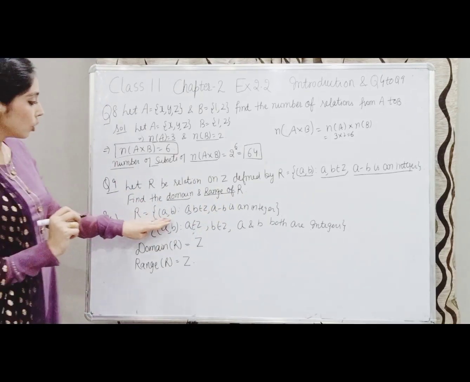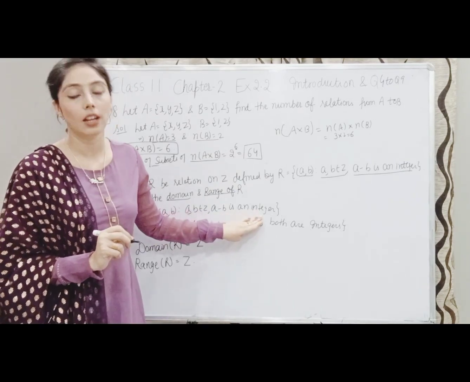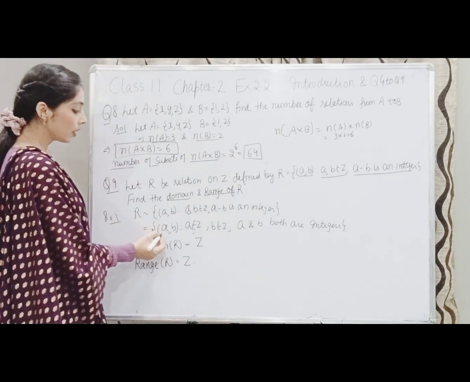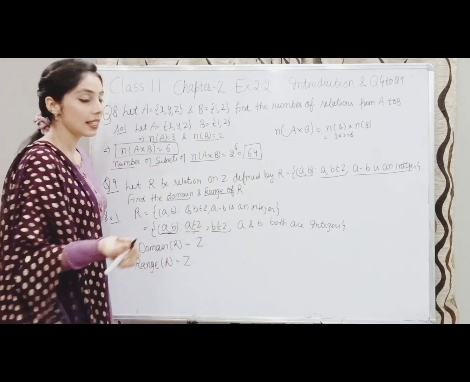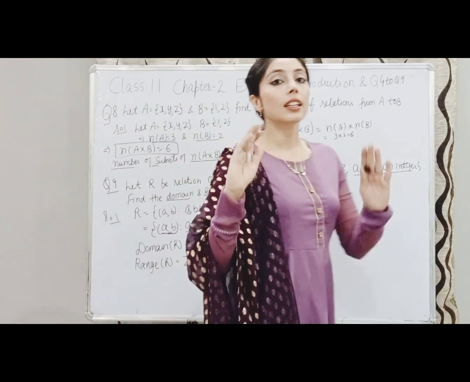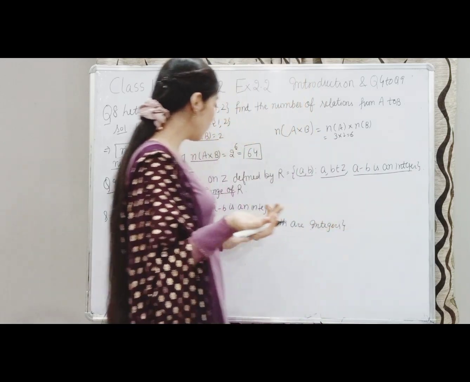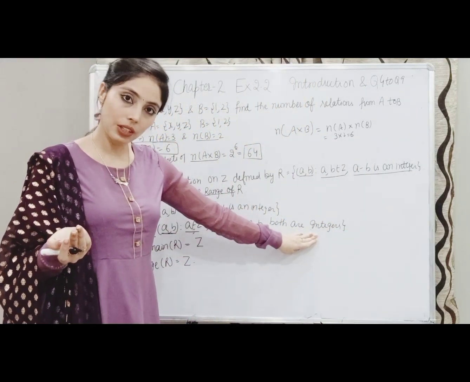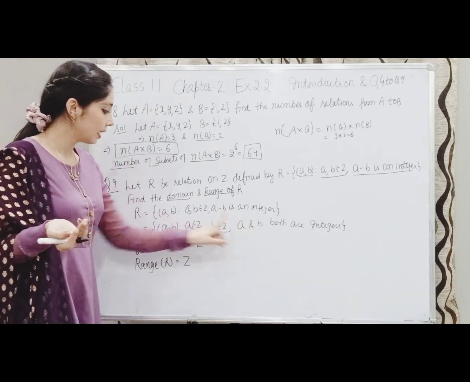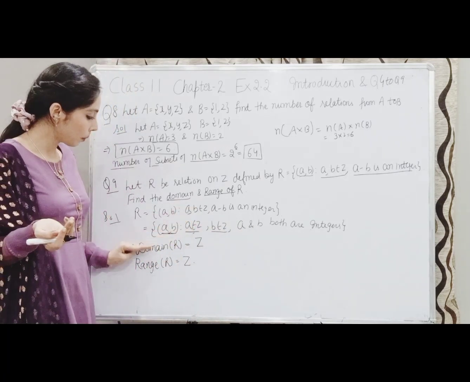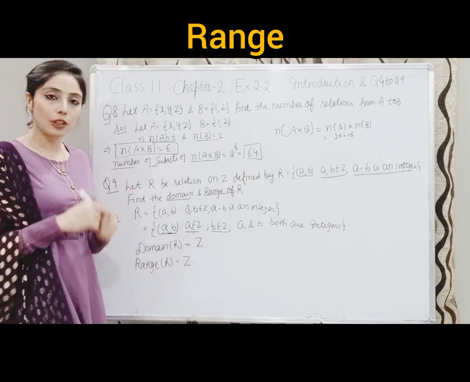Okay. R is given as those ordered pairs such that these are integers and their difference is an integer. So this will contain those ordered pairs such that the first element is an integer and the second element is also an integer because their difference is an integer. So these two elements must be integers. So a and b both are integers. Okay. So that means the first element belongs to integers, the second element belongs to integers, implies the domain will be the set of integers and the range will be the set of integers.